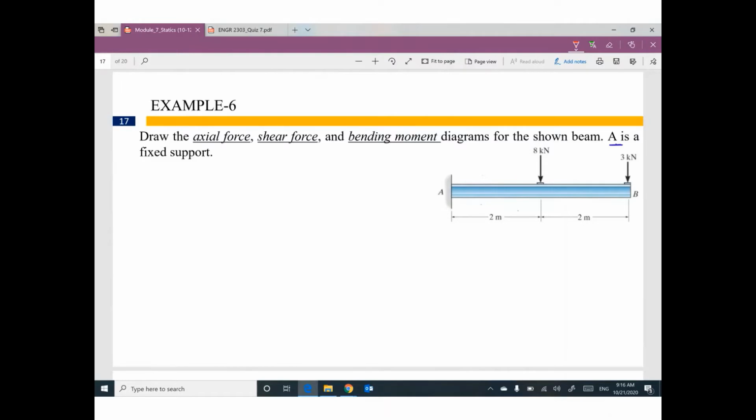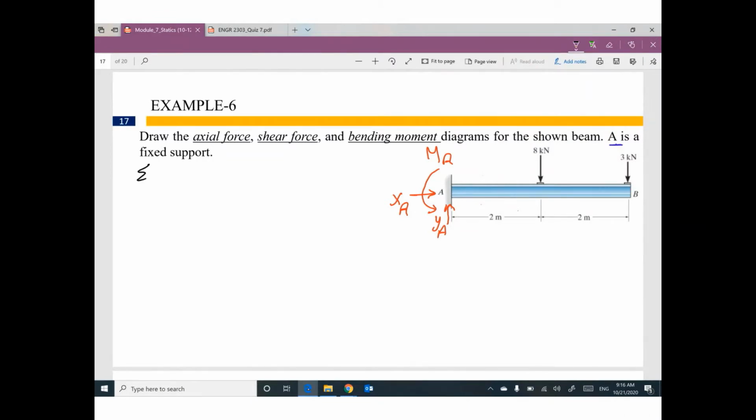We have three reactions: YA, XA, and MA. We have only one support, so I'm going to assume three reactions: vertical and horizontal forces, and a moment. We have three equilibrium equations. Let's use the equilibrium equations to figure out the reactions.